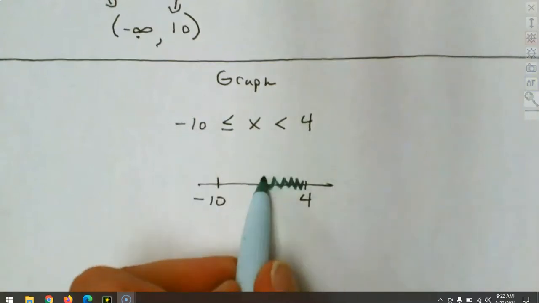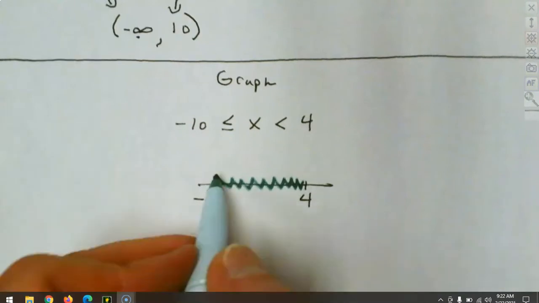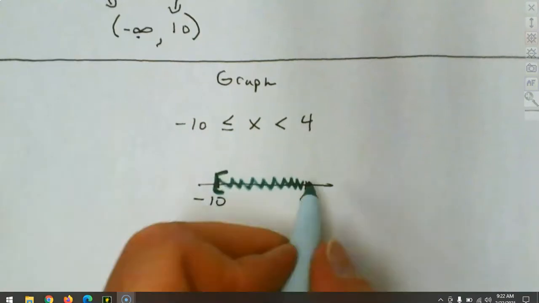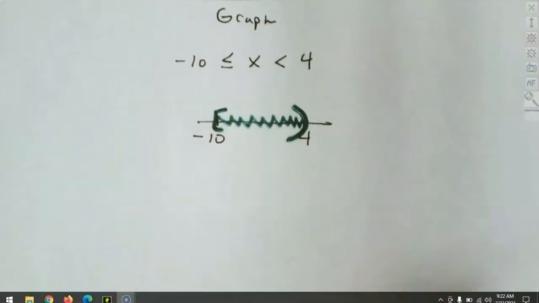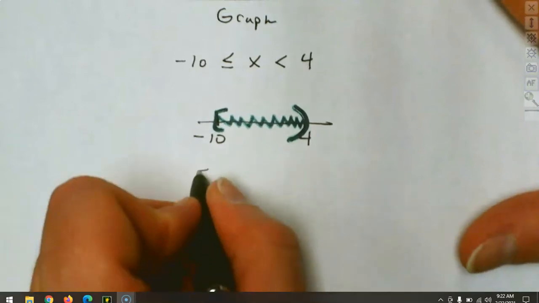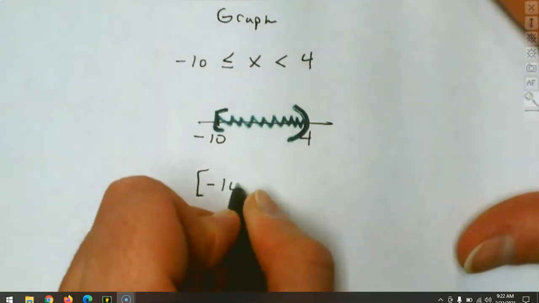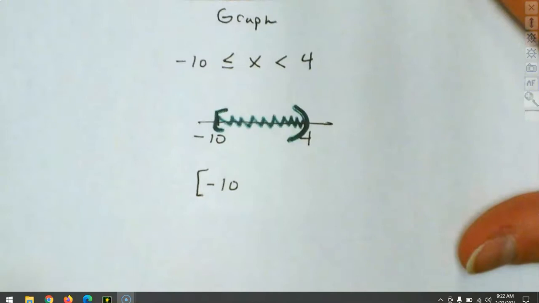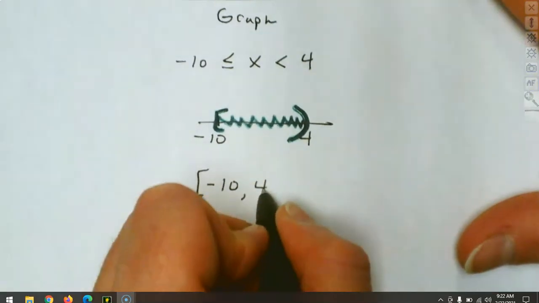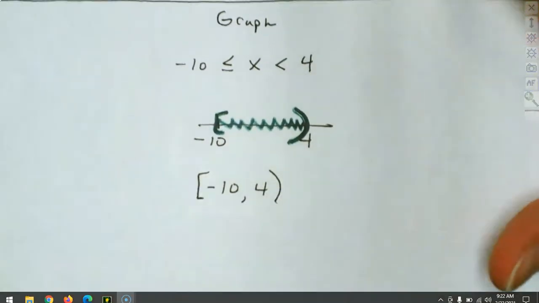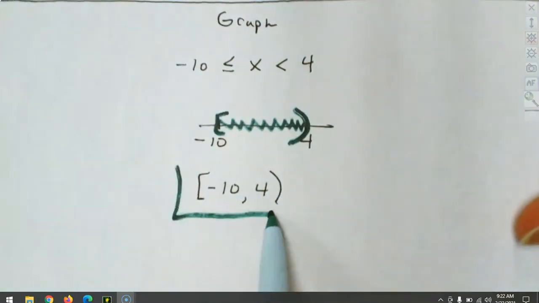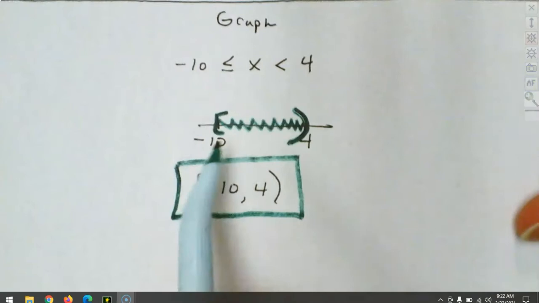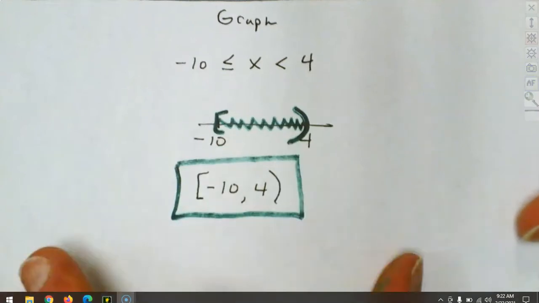So that means we're going to shade in the middle. The -10 gets square brackets. The +4 gets parentheses. So what does my answer now look like? Well, it looks like square bracket -10, and where does it go to? 4 with parentheses there. So it just comes directly off the number line in the same order.